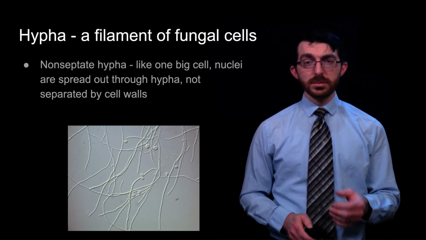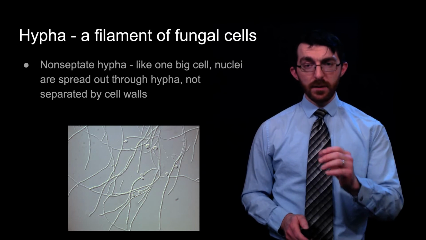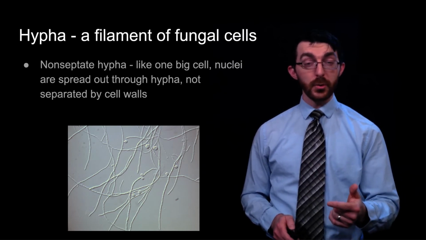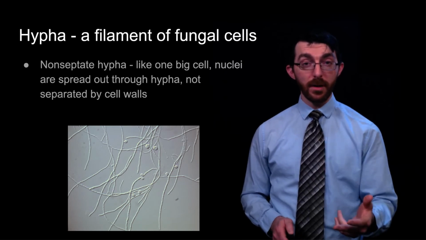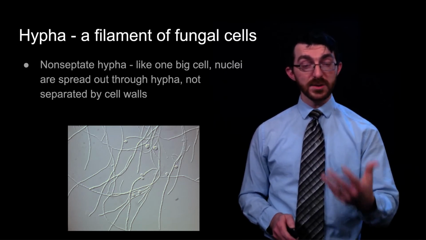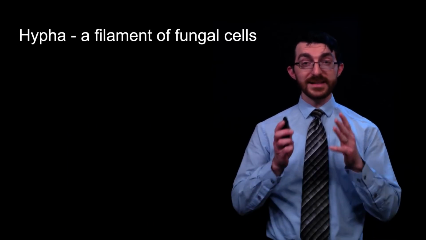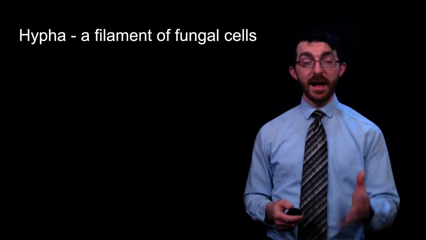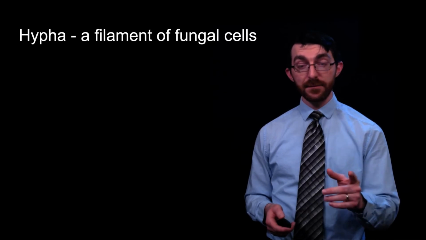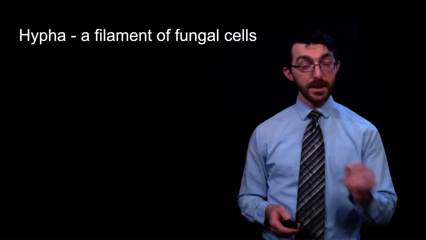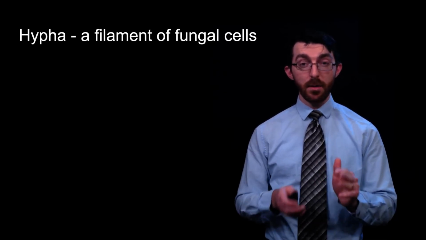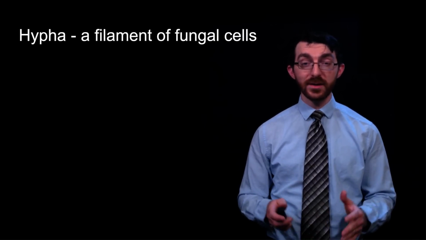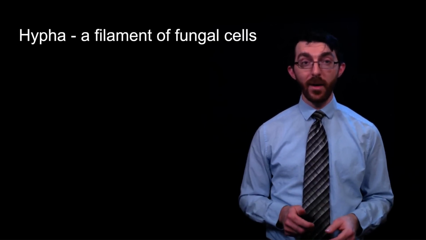Okay, just to review: we've got fungus, whose main body is called mycelium, which produce fruiting bodies that contain their spores for reproduction. The mycelium, the main body, is made of long filaments of cells called hypha, and those hypha may be either septate or non-septate. If they are septate, then all the cells are separated by cell walls, and if they are non-septate, then they are joined together like one big long hallway.